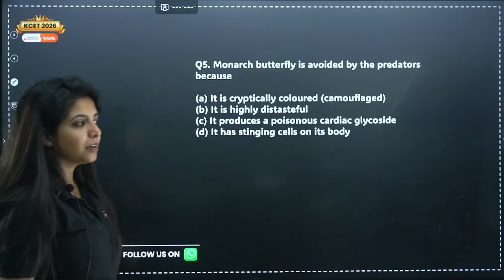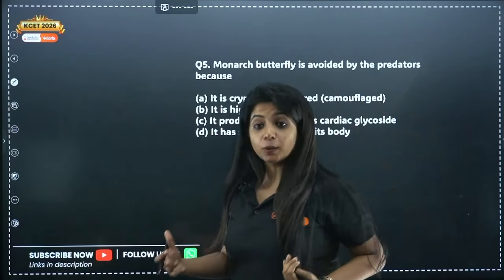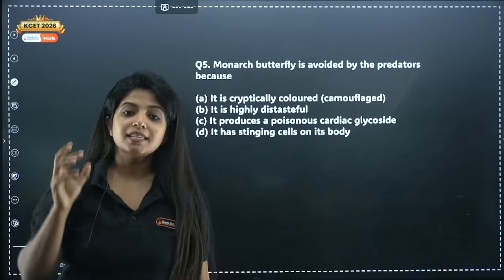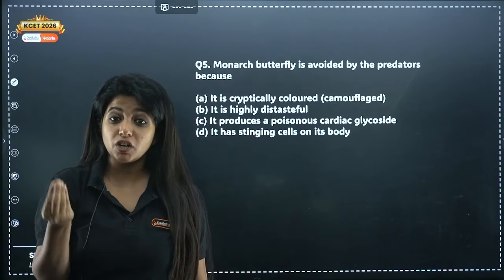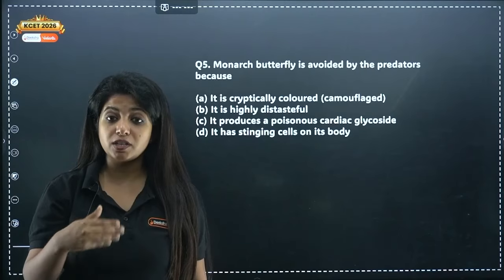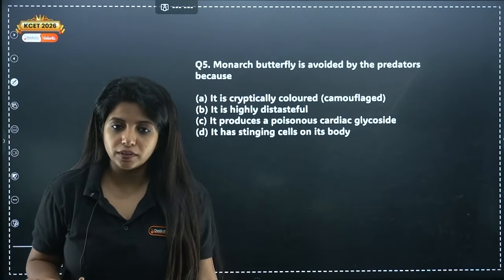Do you know that? Because they are highly distasteful. So monarch butterfly in the caterpillar stage, they go and feed on some milkweeds which are very toxic, and they store the toxin in their body such that when they become adult and someone eats them, it is very distasteful for them.